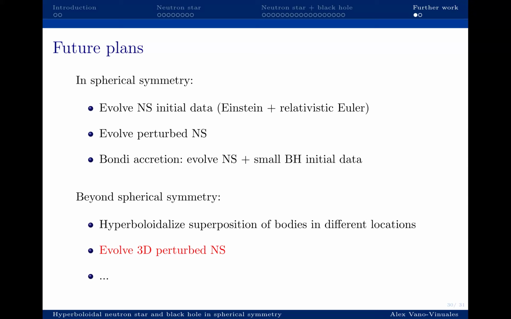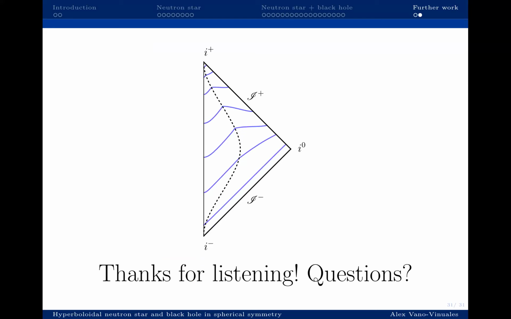And well, you may notice here I wrote in red, evolve 3D perturbed neutron stars. Well, we need to have the 3D hyperboloidal evolution working properly, plus the relativistic Euler equations, which is planned and it is going to happen, but not just right yet. And with all that said, I hope I was not too confusing. I would like to thank you for your attention and see if there's any more questions I could answer.